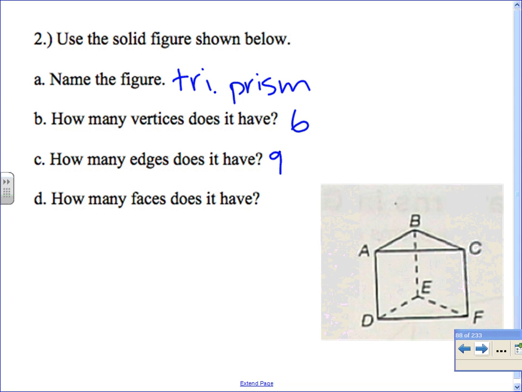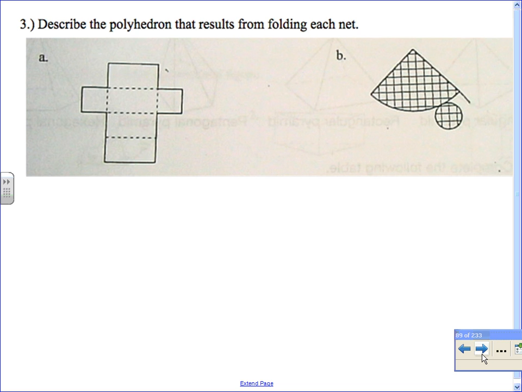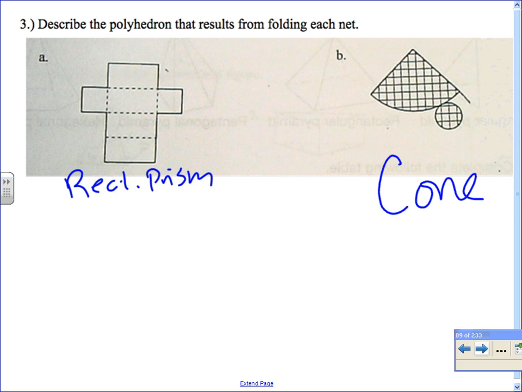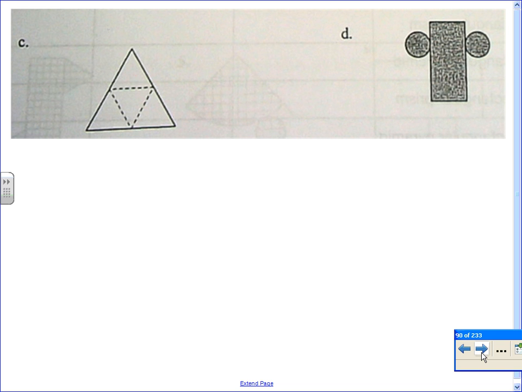Okay, number 3. Matt, letter A. Good. Rectangular prism, and I'll show you those unfolded, but I promise that's it. Mary, letter B. Good, we just saw that one. Good. Cone. Letter C, Briar. Good. Charles, letter D. Good. Okay, so that was page 12.